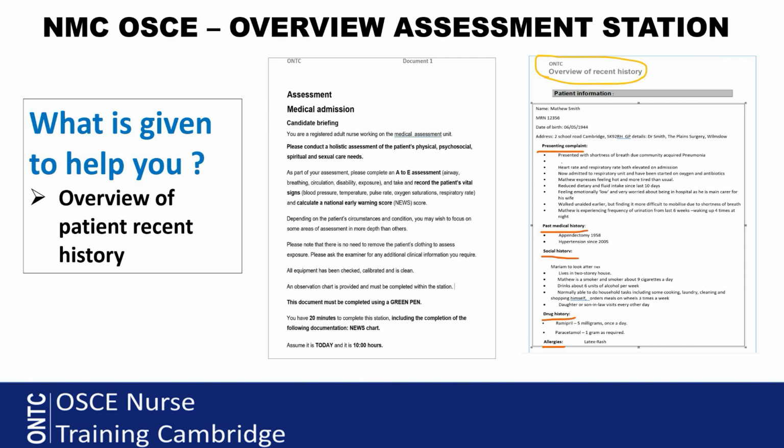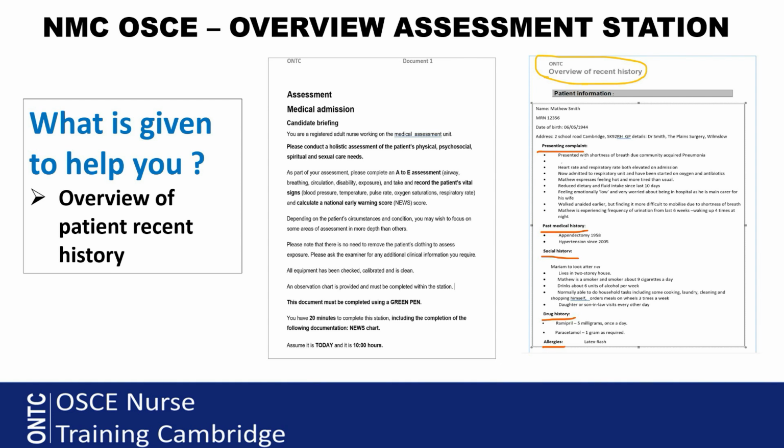Then a set of instructions tells you that you need to do vitals, A to E assessment, and a holistic assessment of your patient. Which chart you'll be completing is very clear on the front, okay? So do read it. The inside page tells you the patient details. So this is telling you the patient overview and recent history.